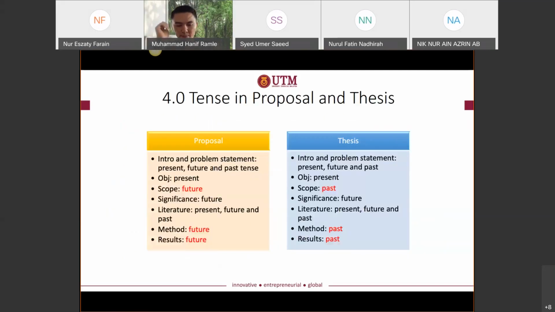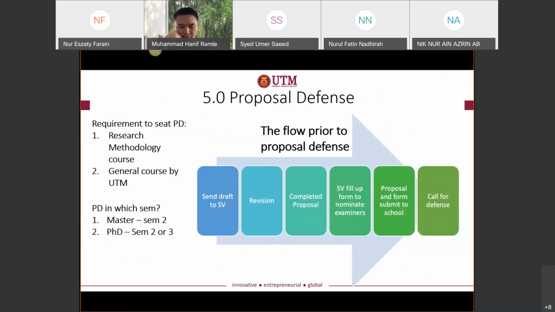The tense in the proposal and thesis, I think you are already good in this way. Let me skip this one. Okay, this is the proposal defense. The requirements to sit for the proposal defense: number one, you have to attend the research methodology course. And number two, you have to attend the general course. Then you can sit for the proposal defense.